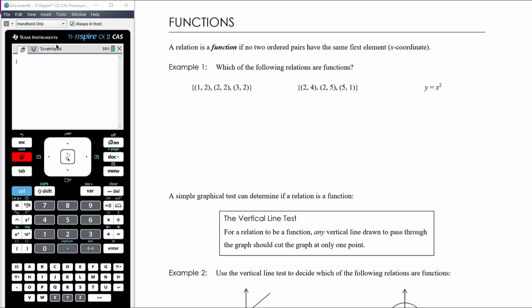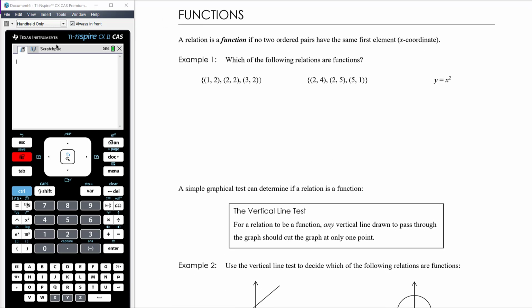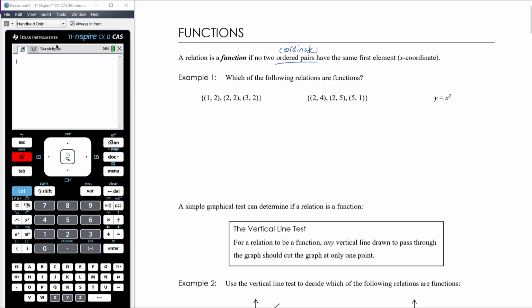There's a specific condition, and we've got that written here. A relation is a function if no two ordered pairs, remembering that ordered pairs are coordinates, in the function have the same first element, that is, the x coordinate. So a function is a set of ordered pairs where no two ordered pairs have the same x coordinate.